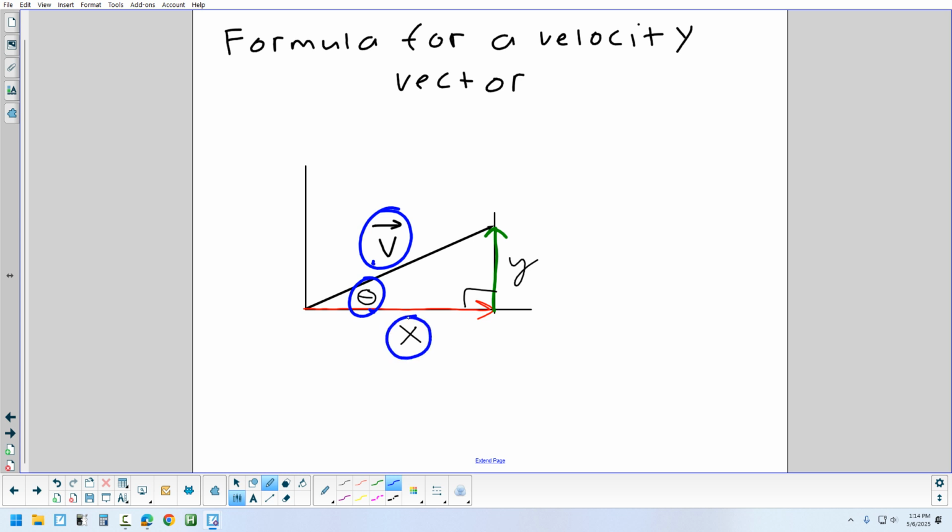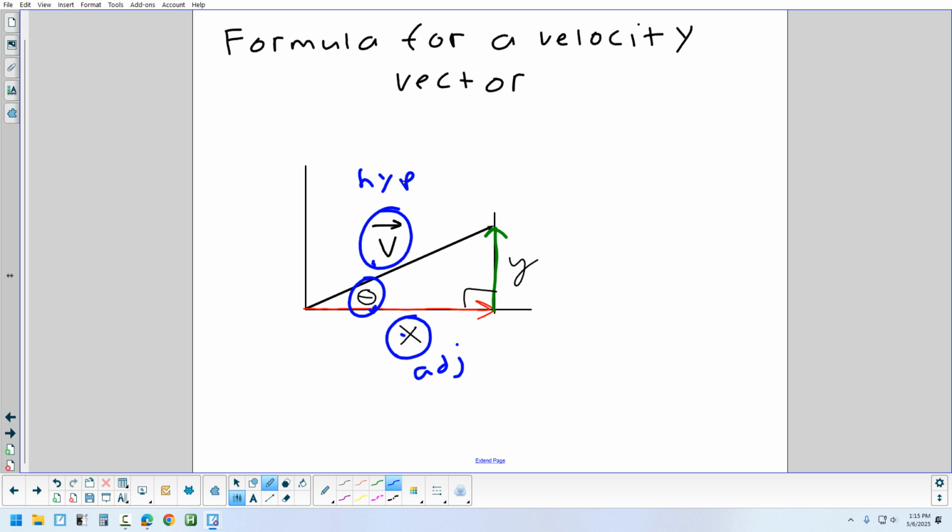Let's start with finding a formula for the red vector. Okay, that's the X. What side is X in relation to theta? Because it's right next to it, what do we call that side? That side is adjacent. And what do we call the side across from the 90? That's the hypotenuse. We are going to use opposite later, next.